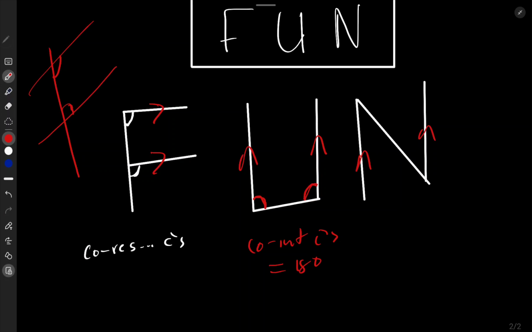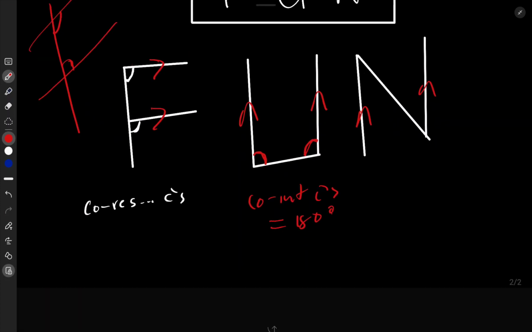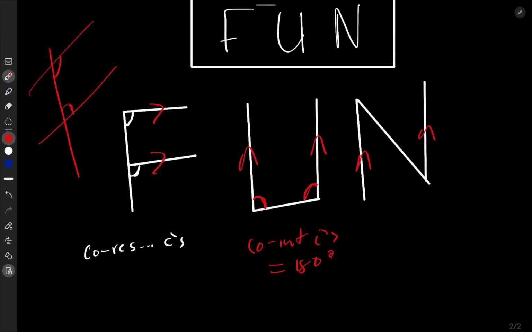They sum to 180 just because they are half of a quadrilateral. You will talk about that later, but for now just get it. They just sum up to 180, co-interior angles.